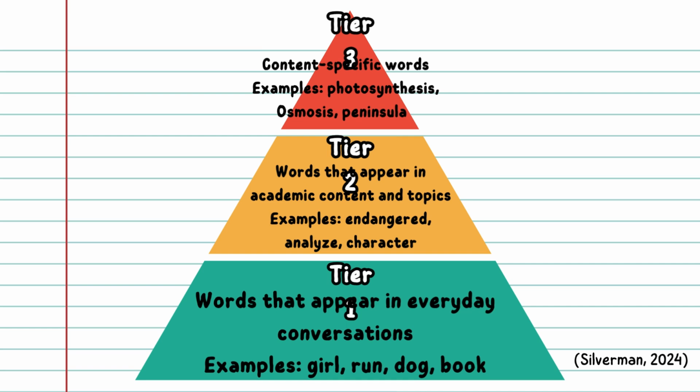Next, we have Tier 2 words, which is the second level. Tier 2 words are words that appear in academic contexts and topics. Examples are endangered, analyze, and character. They often appear in texts and tests, but are unlikely to be learned through casual conversation. Tier 2 words are essential for academic success and should be taught explicitly. Lastly, we have Tier 3 words. These words are your context specific words, so examples are photosynthesis, osmosis, peninsula. These words are critical for understanding subject specific material and should be taught as needed, especially during content instruction.